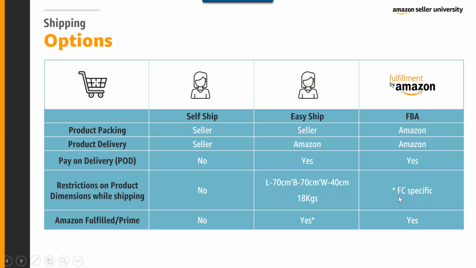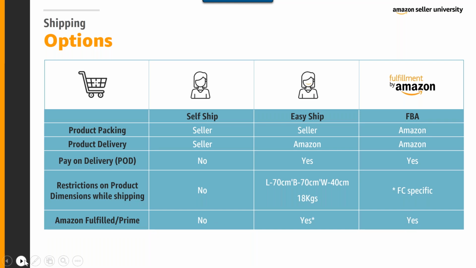For FBA it is all FC specific. For self shipment there is no such dimension. Amazon Fulfilled or Prime tag is not available for self shipment. Easy Ship is an invite basis program. And for FBA, as soon as you get onboarded to FBA, you are eligible for a Prime tag.